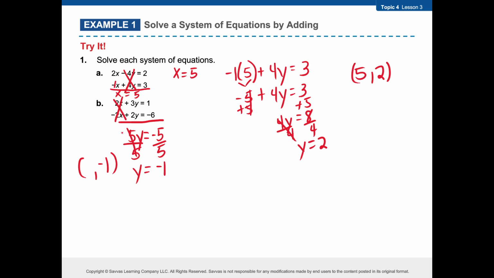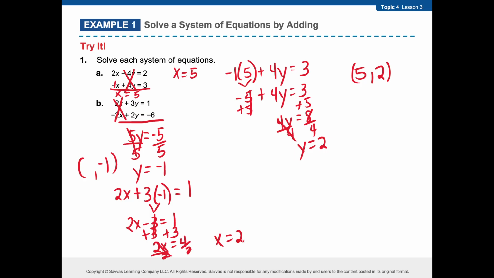I would go back and plug it in for my first equation since they're all positive numbers. So 2x plus 3 times negative 1 equals 1. Multiply, that becomes negative 3. Add 3 to both sides. 2x equals 4. Divide by 2, and x equals positive 2. So (2, -1) would be my solution to this system.